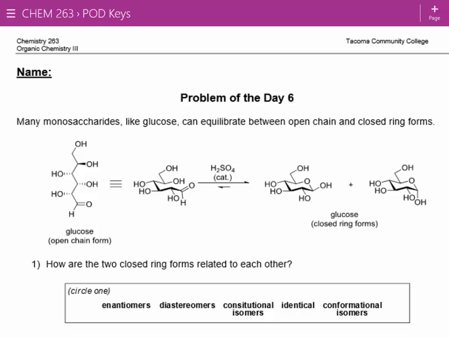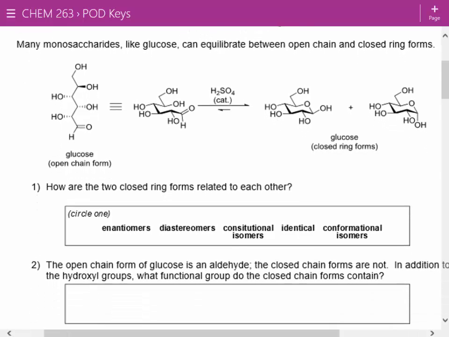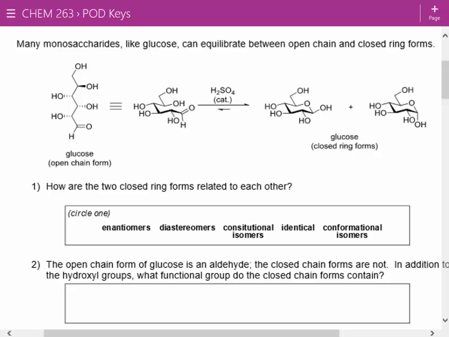Biochemists and chemists think about carbohydrates slightly differently. Chemists like to think of carbohydrates oftentimes in the open chain form, because if you think about their reactivity, they're aldehydes, right? The closed ring forms don't look like aldehydes, but glucose, for example, behaves like an aldehyde. So in this problem, I was first asking you, how are the two closed ring forms related to one another? What do you think?